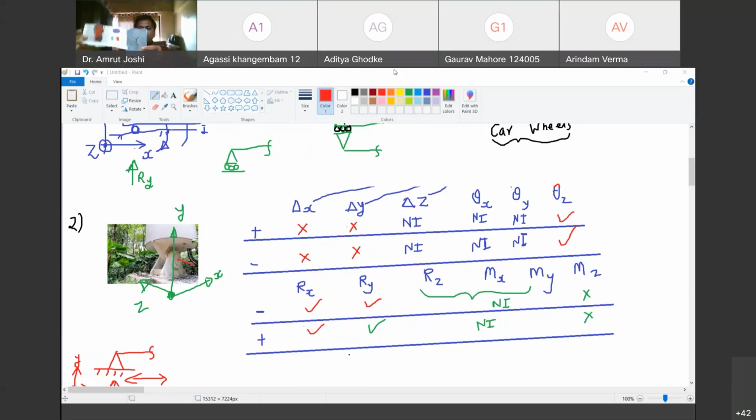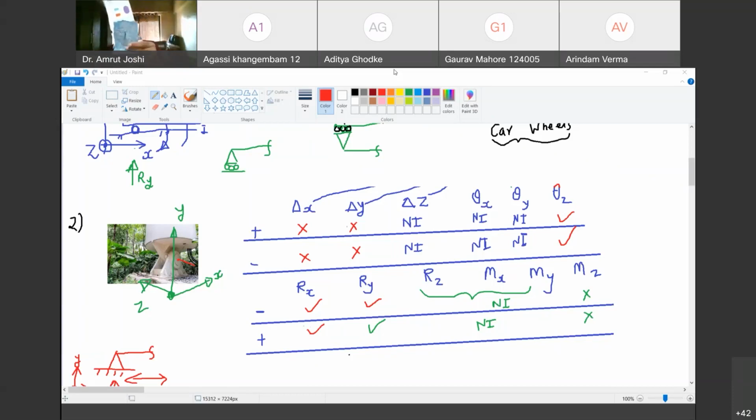Possible? Yes, sir. Freely possible? Yes. If I assume that there is no friction, it is freely possible. Happy? So can this member offer any moment reaction? No, because this rotation is freely allowed. So there is no moment reaction offered here.